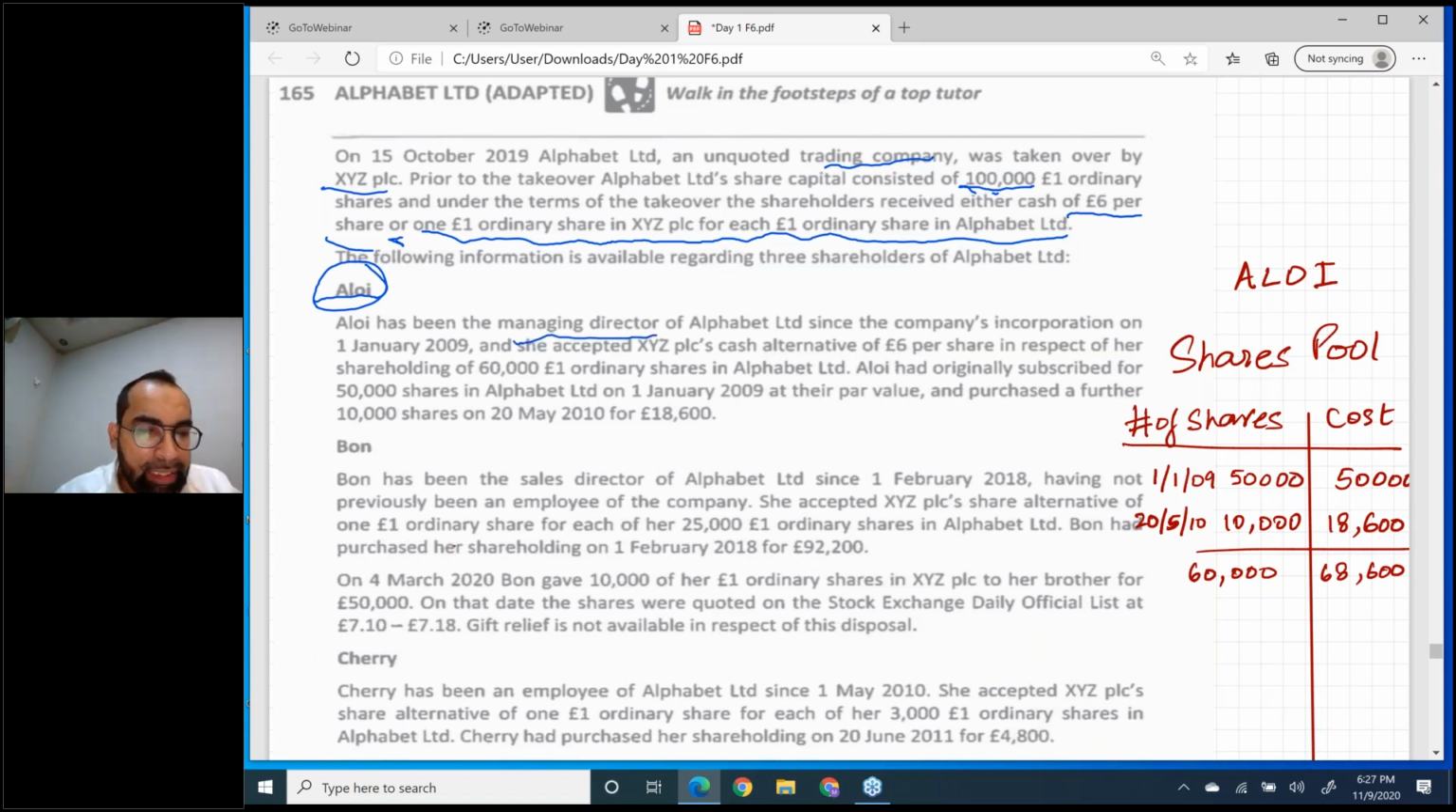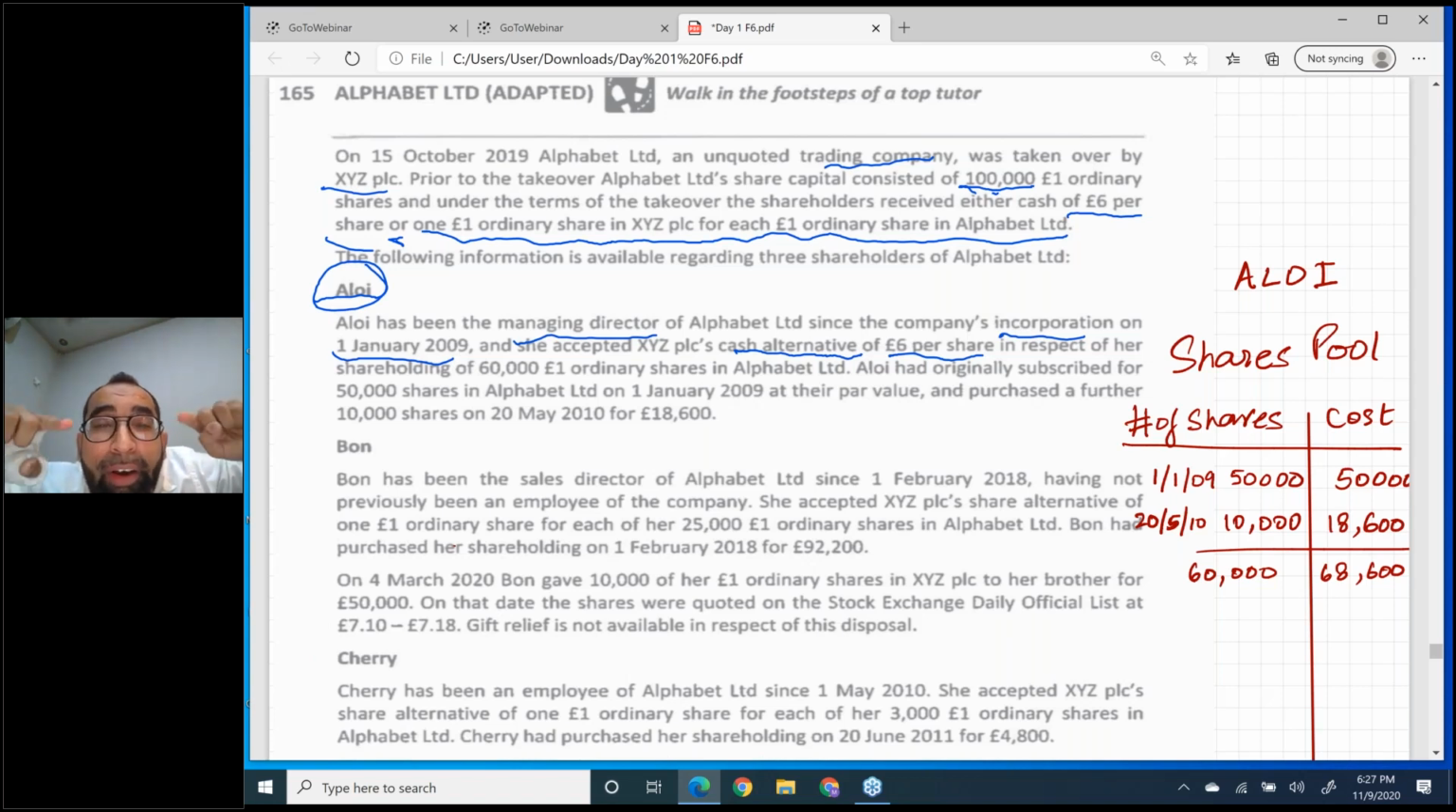Now, Alloy has been managing director. She's doing the job in Alphabetic since the company's incorporation on 1st of January 2009, 10 years back. She accepted XYZ PLC's cash alternative of £6 per share. What does it mean? That means Alloy sold her shares. At the rate of takeover, Alloy sold her shares and took cash.